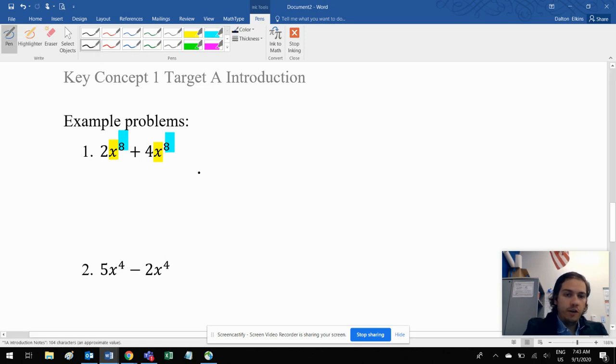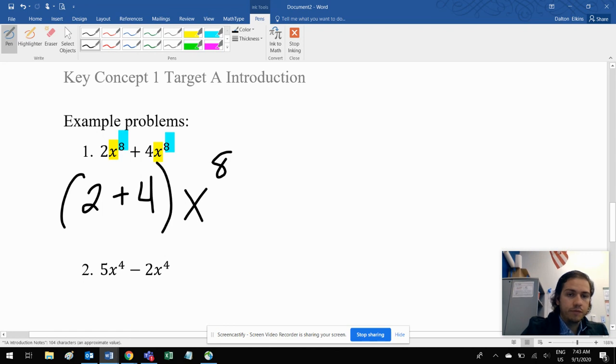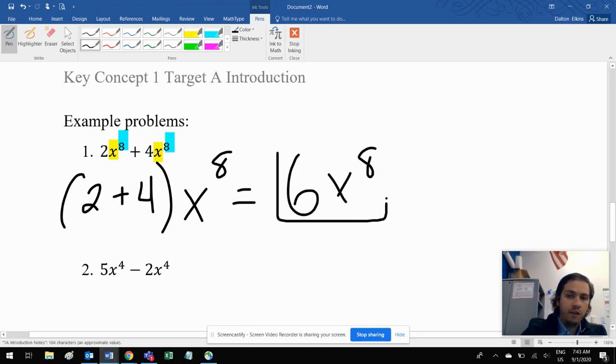So all we are going to do is keep the variable and the exponent the same. We're just going to add the coefficients, the numbers in front. So in front, I have 2 plus 4. This is going to become our new coefficient. So 2 plus 4, you can use your fingers there and count 1, 2, 3, 4, 5, 6. So 6x to the power 8. That is our answer.